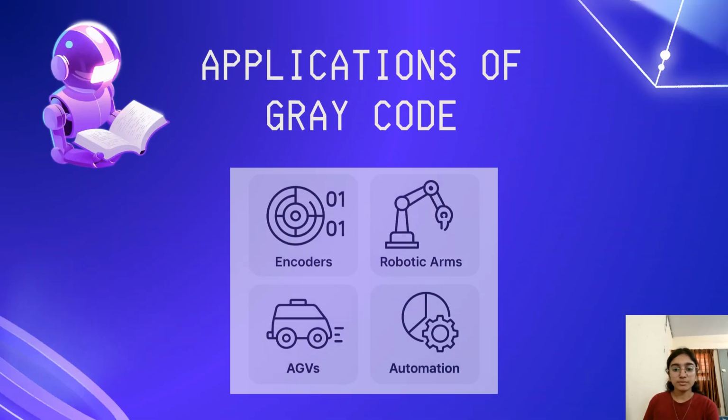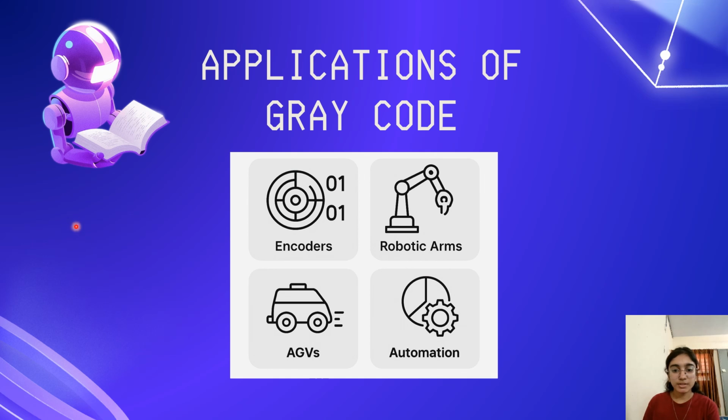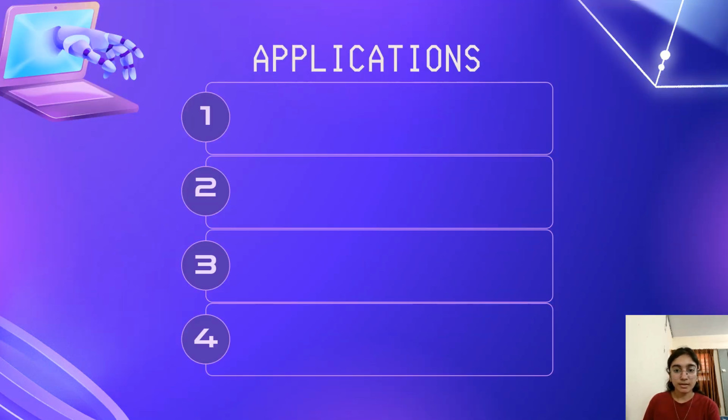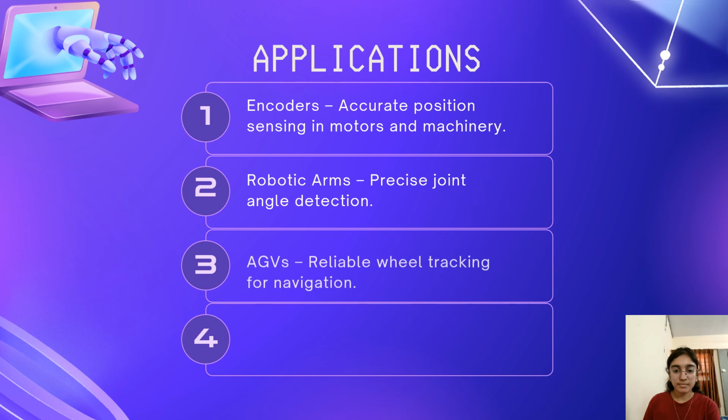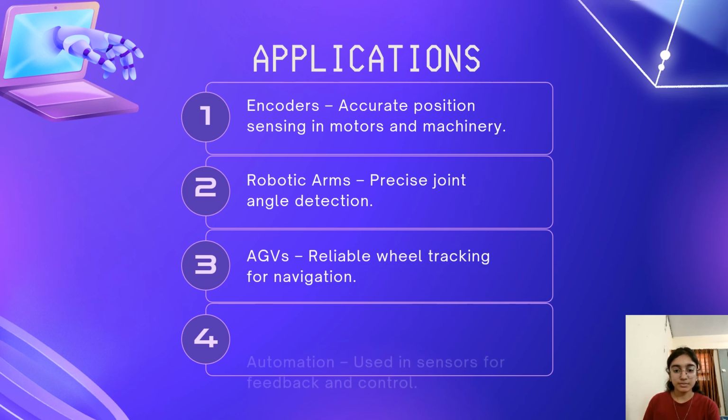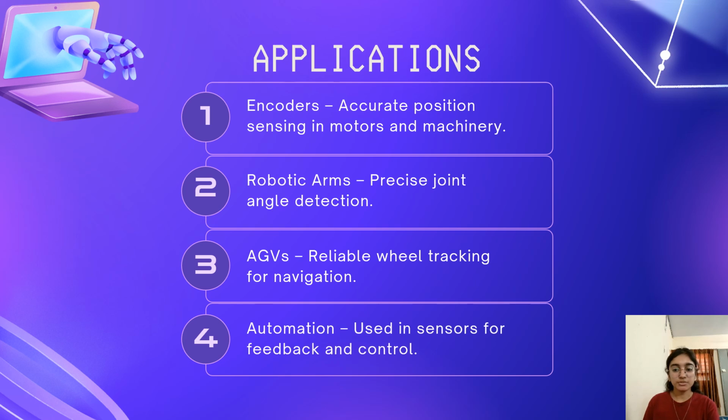Applications of Gray code, as you can see from the diagram: first, encoders; second, robotic arms; third, AGVs; and fourth, automation. Applications, first, encoders: accurate position sensing in motors and machinery. Second, robotic arms: precise joint angle detection. Third, AGVs: reliable wheel tracking for navigation. Fourth, automation: used in sensors for feedback and control.